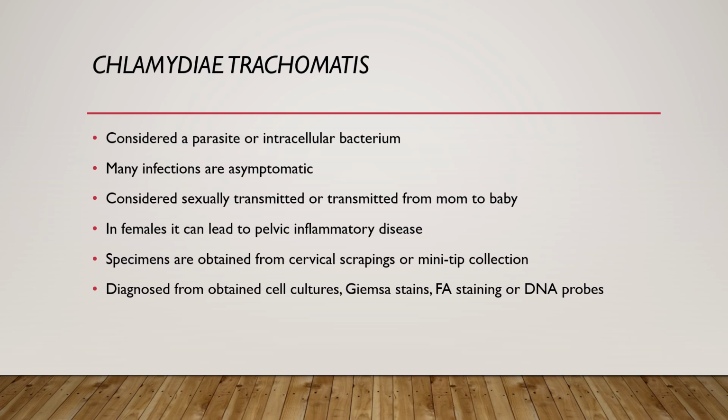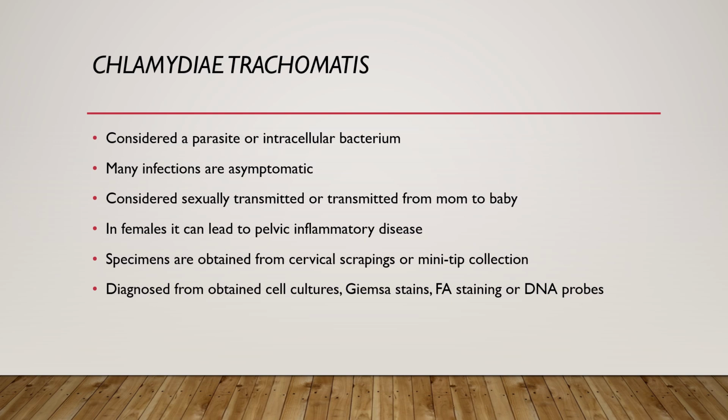Chlamydia trachomatis is kind of an interesting organism. Sometimes they're considered a parasite, and other sources consider them an intracellular bacterium. There are about 900,000 new cases every year in the United States, and it is the most commonly isolated genital pathogen. It is the cause of many infections, and sometimes those infections are asymptomatic and easily transmissible.